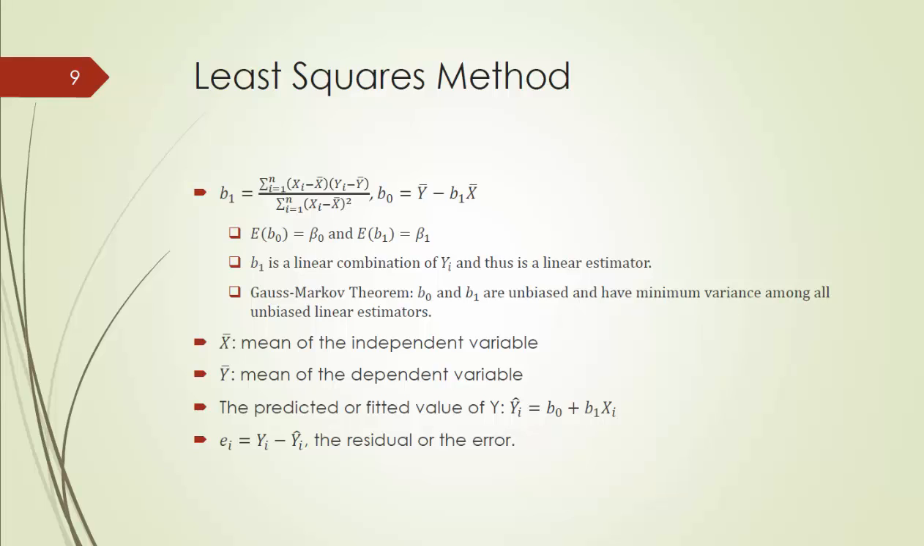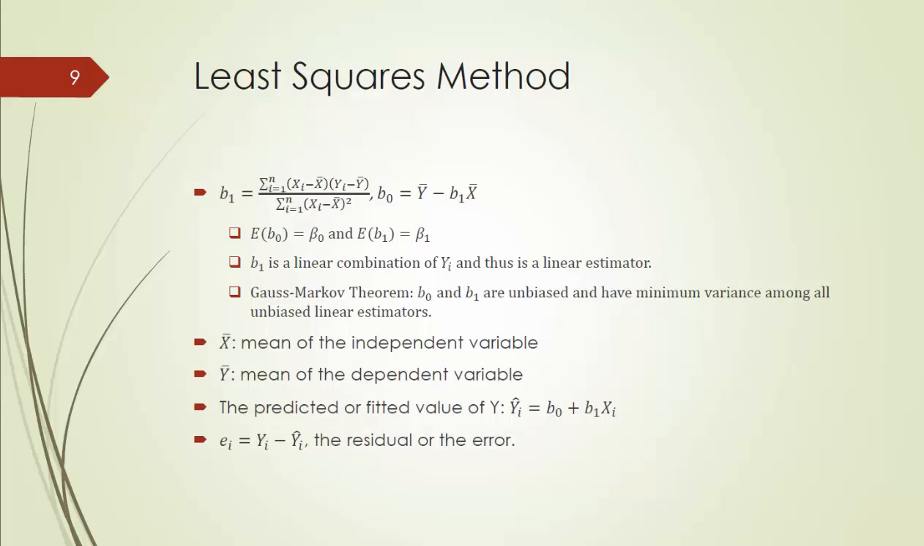Second, b1 is a linear combination of yi. That is to say, b1 can be written as k1 times y1 plus k2 times y2 plus all the way to kn times yn, where k1 through kn are constants. This is an important property because it makes it possible for us to find the standard error of b1 and many other important values.